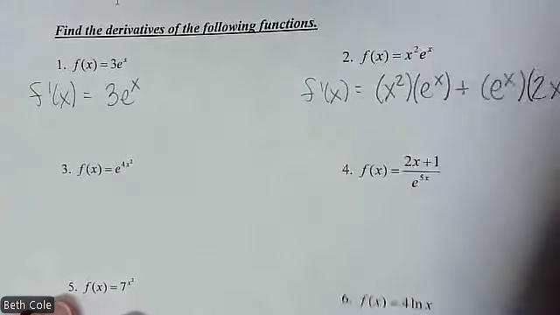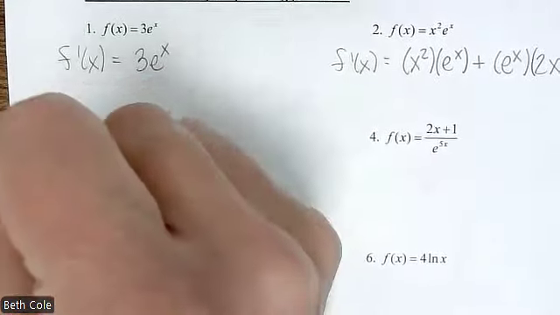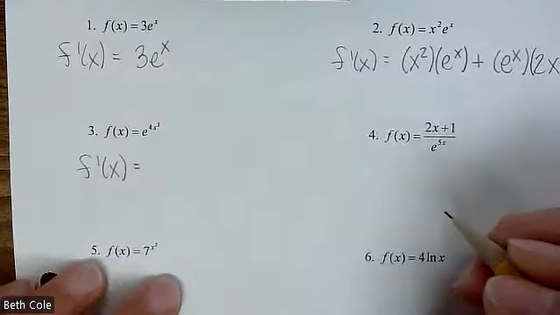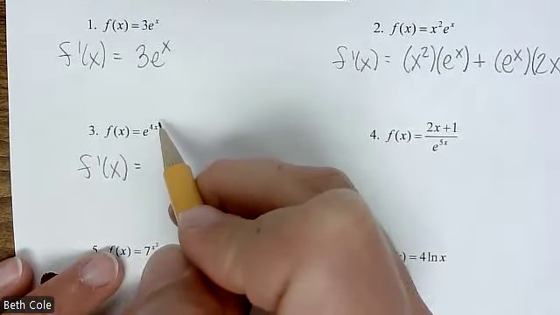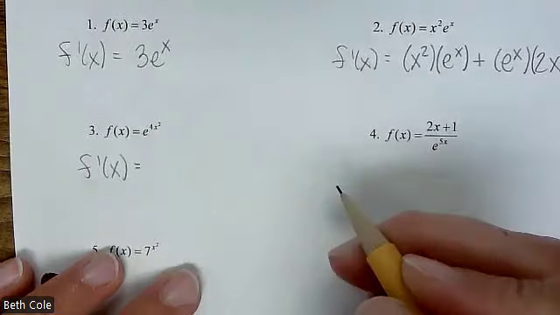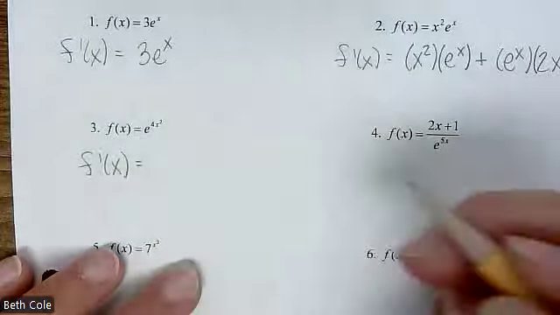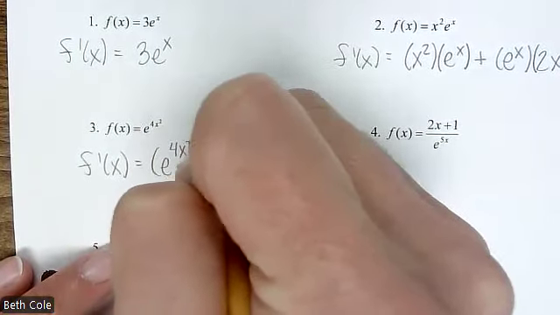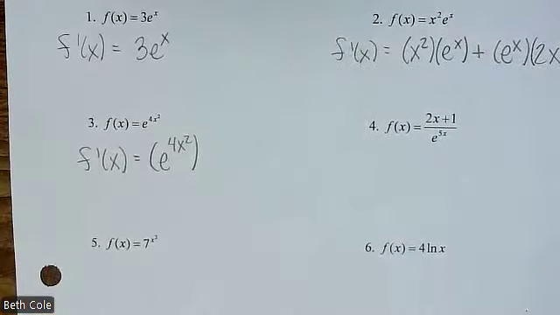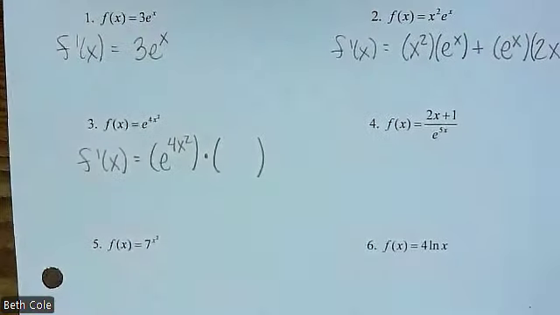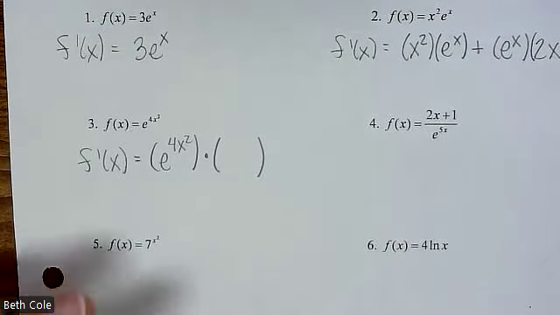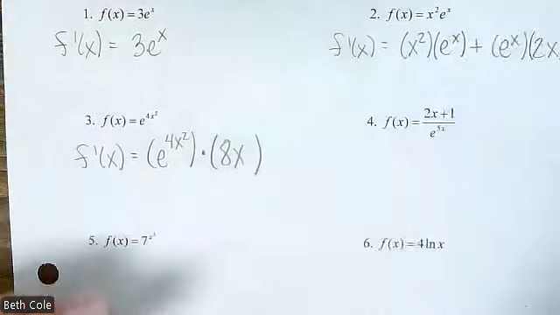Making sure you guys are all right. All right, what rule would you need for number 3? Chain rule, good. So the outside function is e, the insides or the guts is the 4x squared. So you do the derivative of the outside first, which is just itself. Hey, Ms. Cole, looks like you just copied the problem. Yep. And then you chain on the derivative of said guts, which would be what? 8x, good.